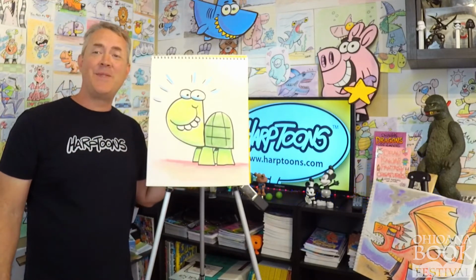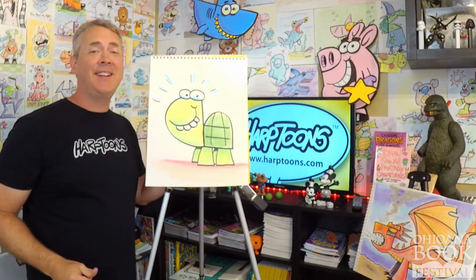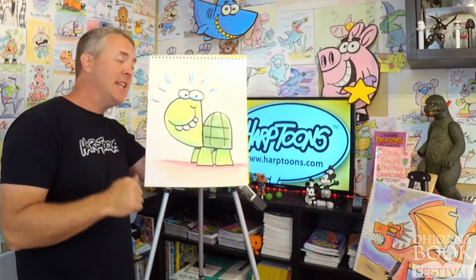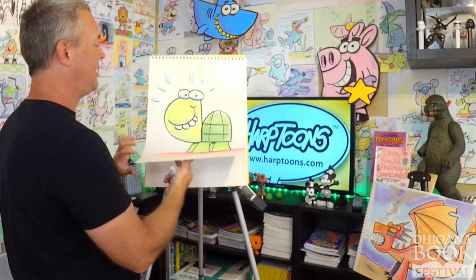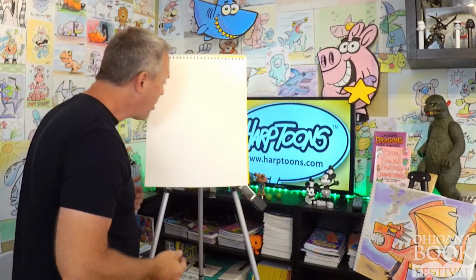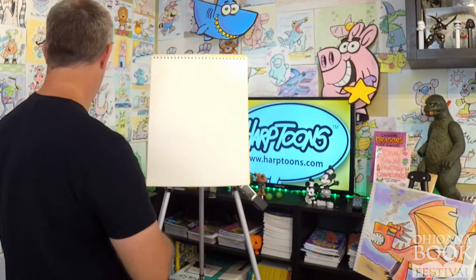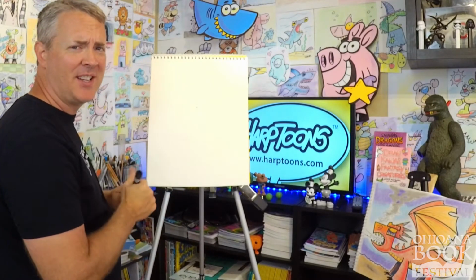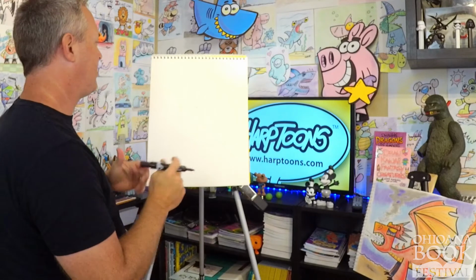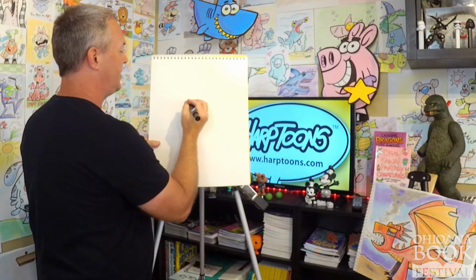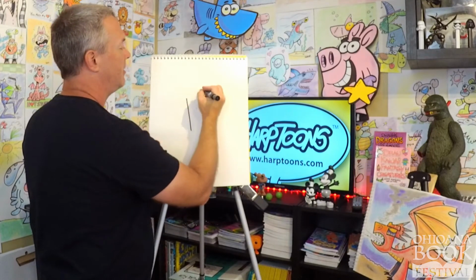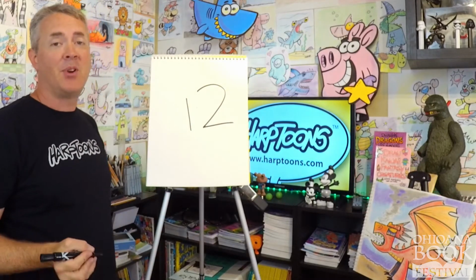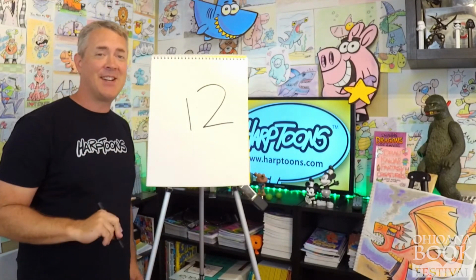Okay, there you go. We've got a turtle drawn with the letter H. Now this next character we're going to draw, we are going to take a number 12. We're going to turn a number 12 into a piranha. Now, most people don't look at a number 12 and see a piranha, but I'm going to show you how you can do this pretty simple. Remember, you don't have to draw perfect, just have fun.